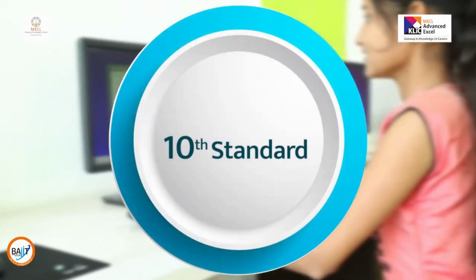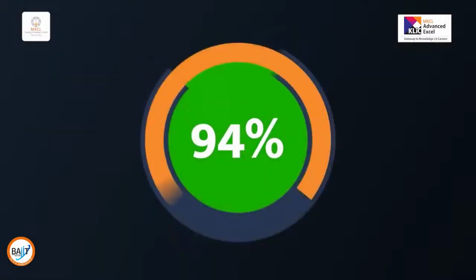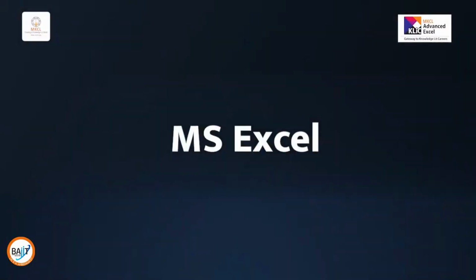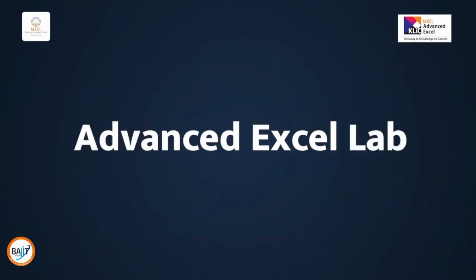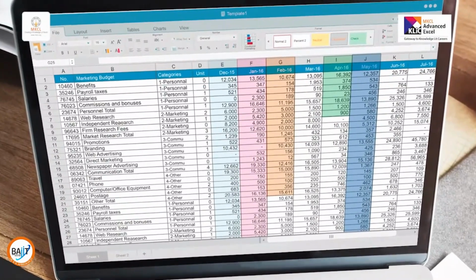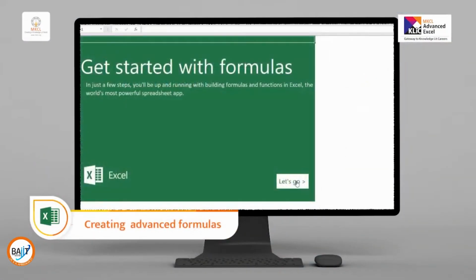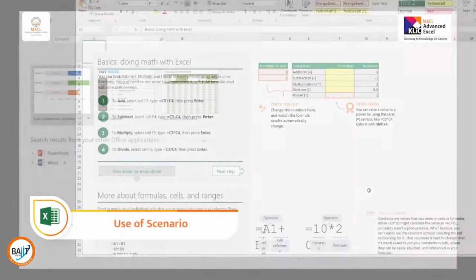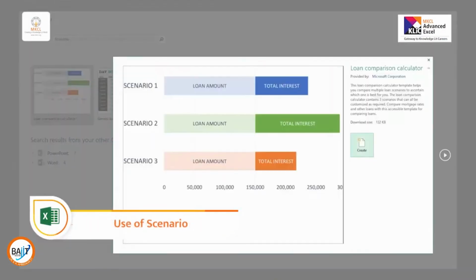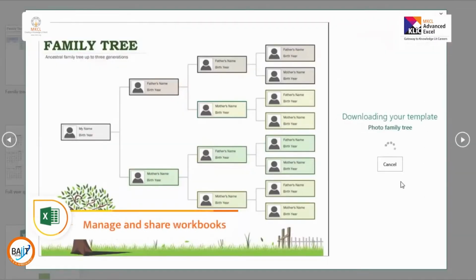It is desirable that learner should have done 10th standard. The KLIC Advanced Excel is highly recommended to MBA students as it covers 94% syllabus of MBA subject MS Excel and Advanced Excel Lab. The Advanced Excel course covers the following skills like applying customer formats and layouts, creating advanced formulas, use of scenario, pivot tables and charts, and managing and sharing workbooks.